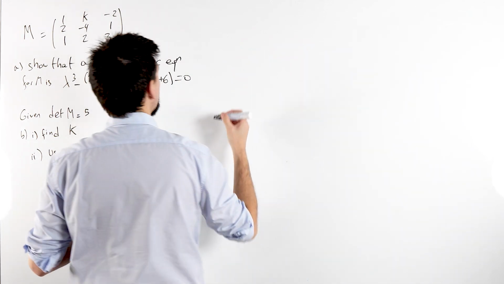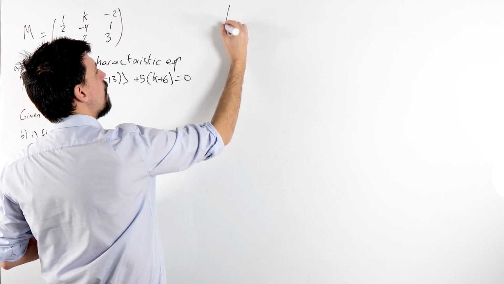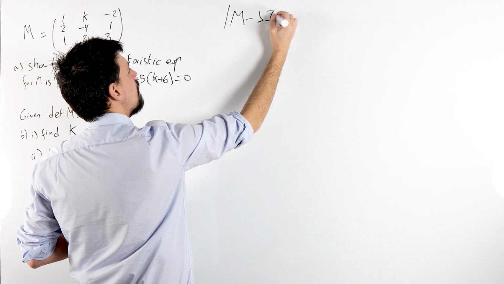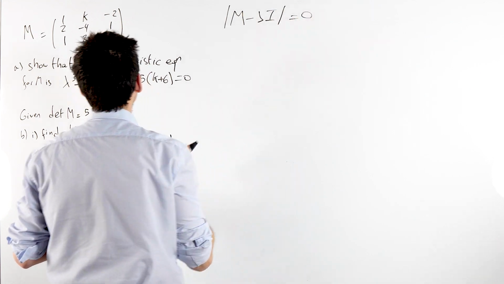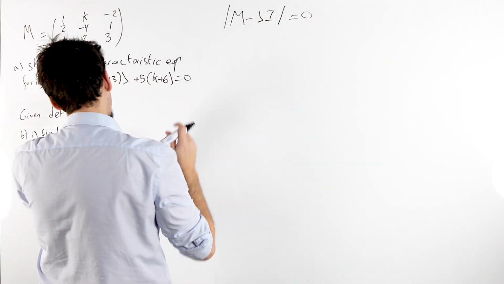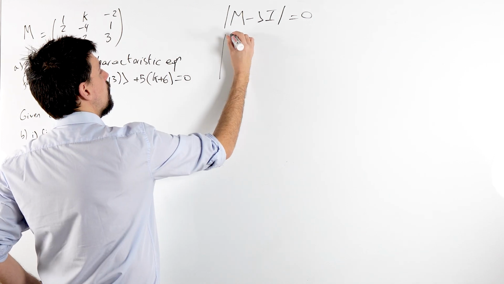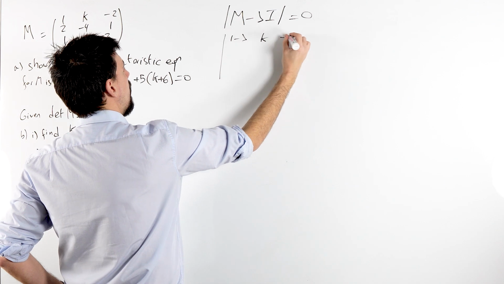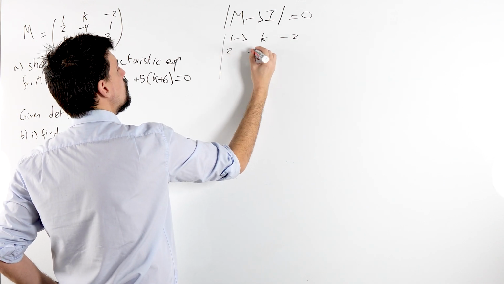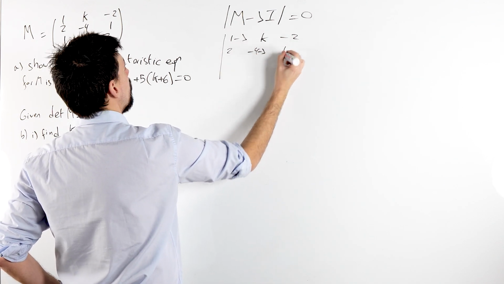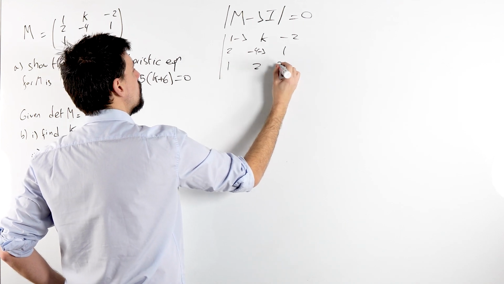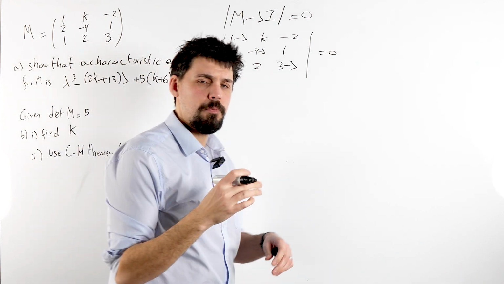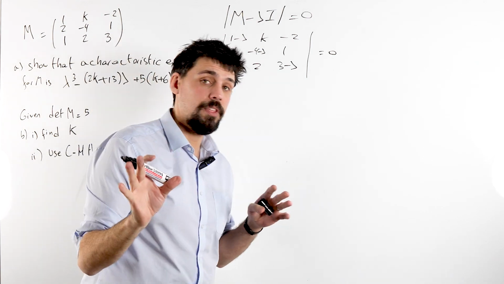So characteristic equation. Characteristic equation comes from setting the determinant of matrix minus lambda identity to 0. So we need to sort out this determinant: 1 minus lambda, k, minus 2, 2, minus 4 minus lambda, 1, 1, 2, 3 minus lambda. Won't lie, a little bit sketchy about this. There's a lot that can go wrong here.